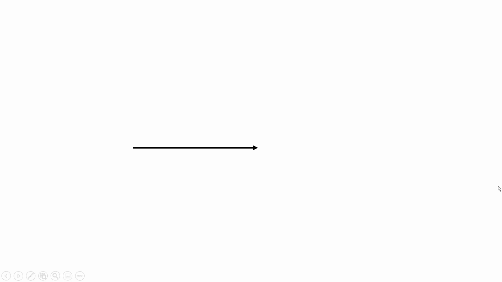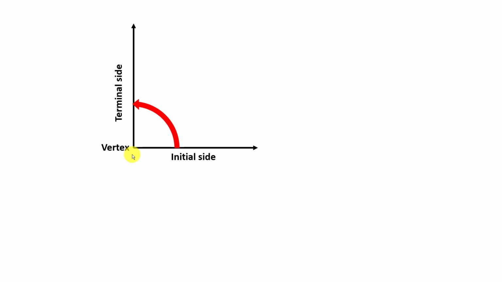So an angle is obtained by taking one ray, which we call the initial side of the angle, and rotating another ray, which is the terminal side of the angle. As you can see, these rays have a common endpoint, which is the vertex of the angle. Angles are measured by the amount of rotation that took place. And the most common unit for measuring angles is the degree.